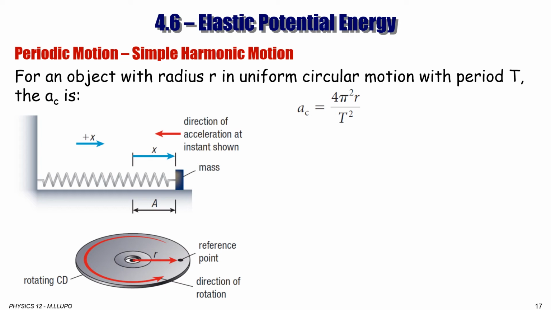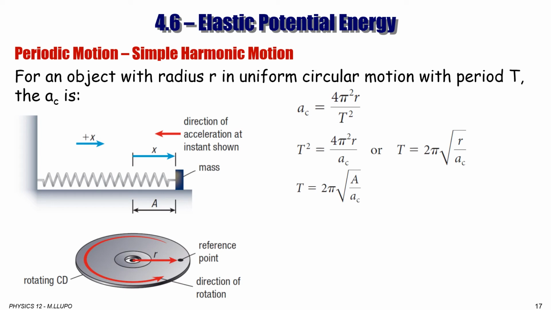Let's start with uniform circular motion first, because we already know a relationship between the period T of that motion and centripetal acceleration. Centripetal acceleration is equal to 4 pi squared r over T squared. So we can solve for T squared, which is 4 pi squared r over a_c. We take the square root of both sides, and we have T equal to 2 pi square root of r over a_c. Now r here is equal to the amplitude of the simple harmonic motion, and we can replace that, so T is equal to 2 pi square root of A divided by a_c.